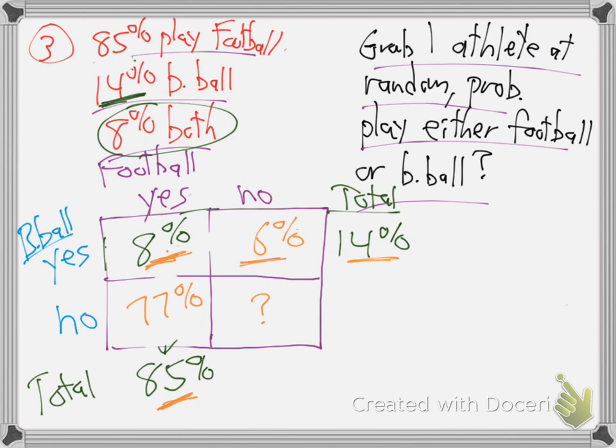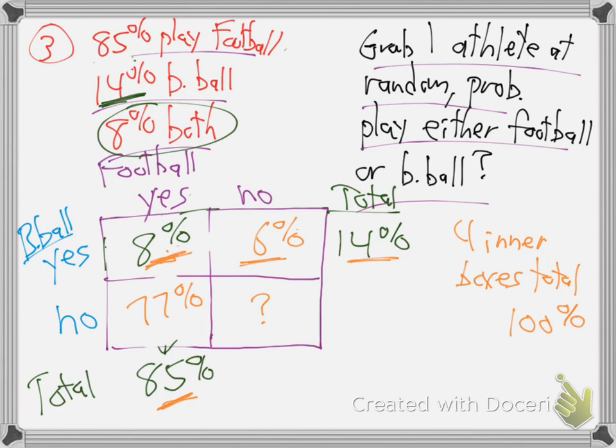Good job. They've got to all total 100, right? The four inner boxes, not the totals, not the edges, but the four inner boxes total 100%, because you've got to be in one of those categories. Either you play basketball and football both, or one and not the other, or neither. Every one of us in this room fits into one of those categories.